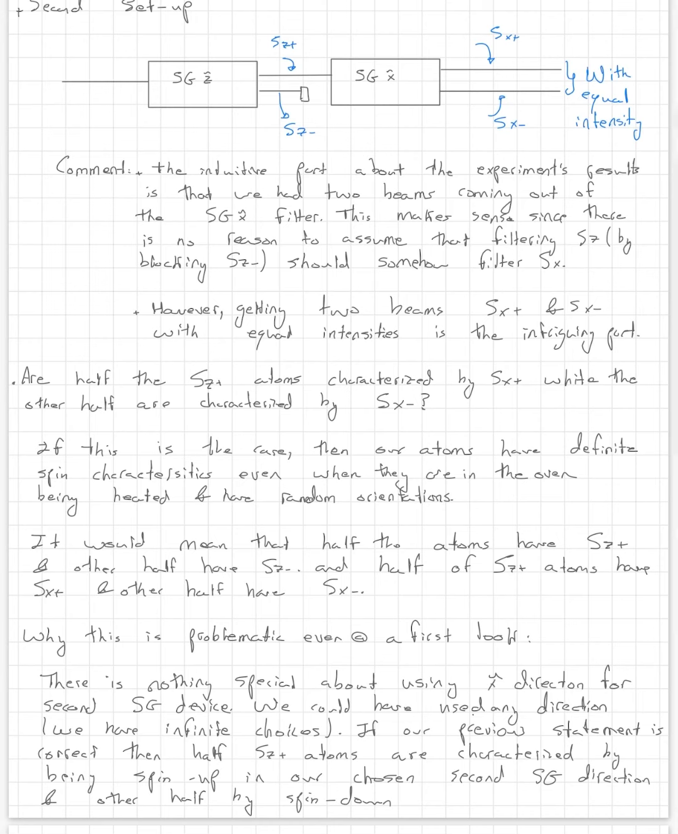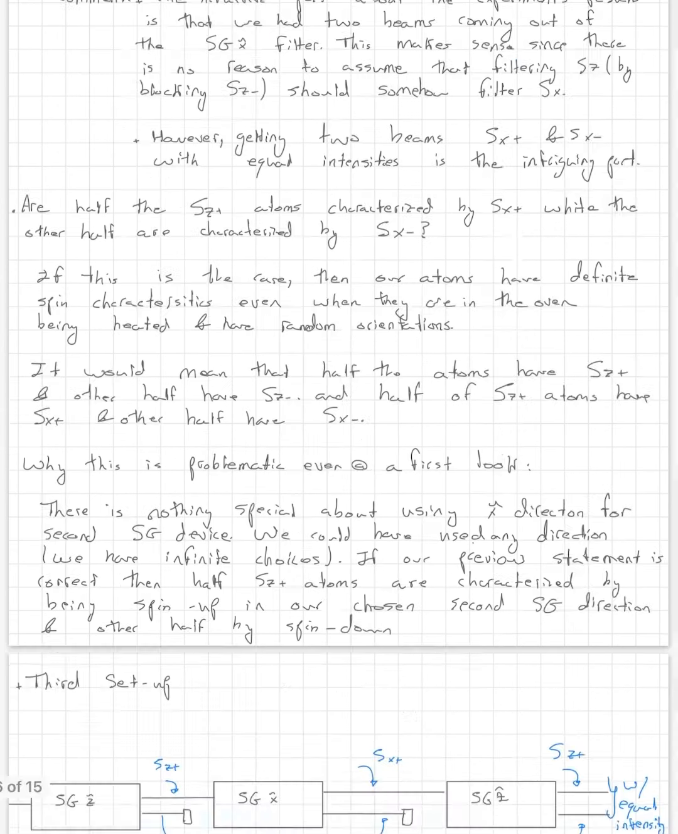So does that mean that SZ plus over here has equal amounts of spin up and spin down of any orientation that we choose? That's not very logical. Where would that information be coming from? How would the atoms that are coming from the oven, which are being heated up and have random orientations, be organized in that way? So now we will consider a third setup, which will hopefully clarify things a little bit more and try to explain what is actually going on.